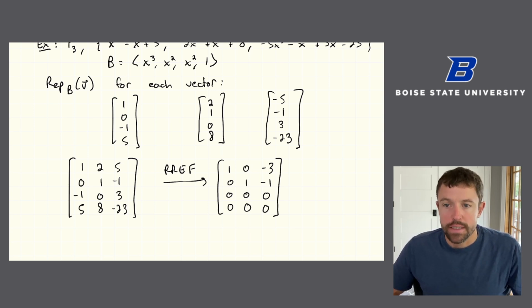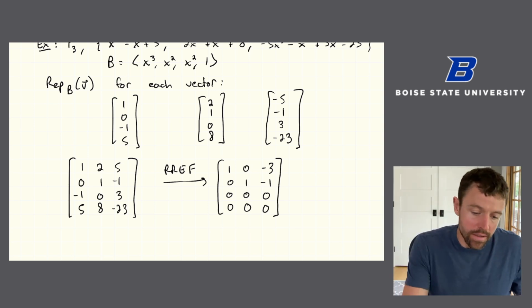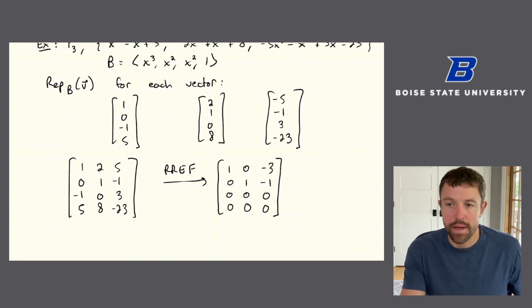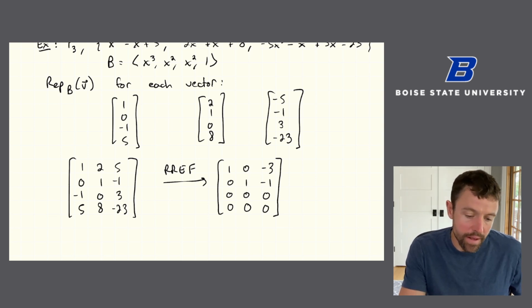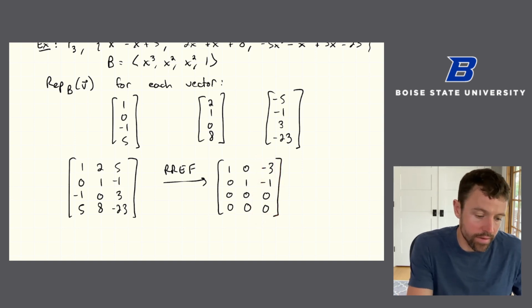And what this means, we're interested in linear independence. The question is, is there a pivot in every column? And there's not a pivot in every column. So they're not linearly independent.